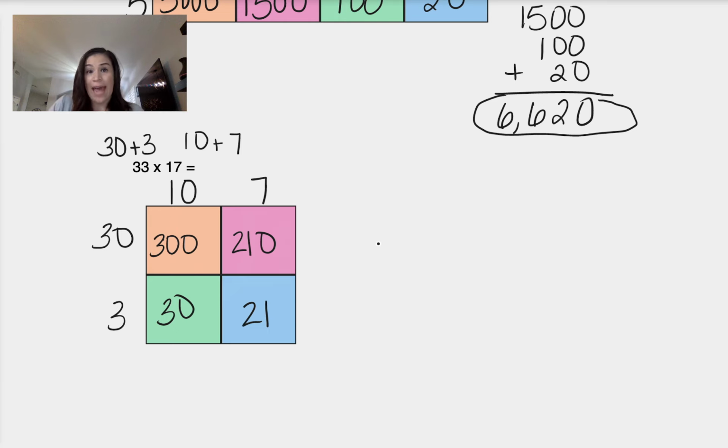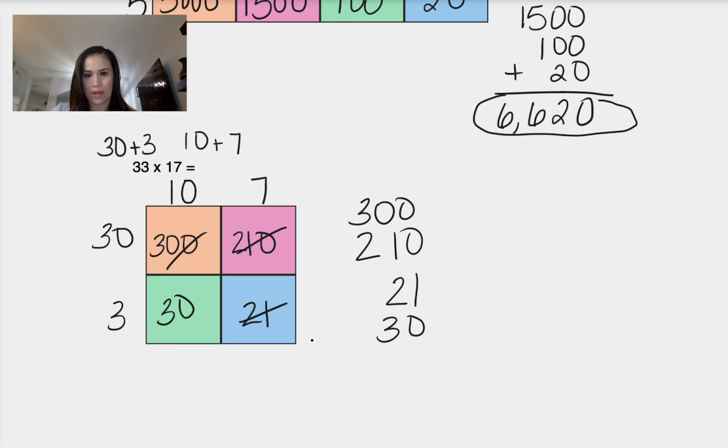And the next step was to add everything in the boxes. So we're going to do the same exact thing. So we're going to take everything out of the boxes. Doesn't need to be in any exact order, but we have 300. We have our 210. We have 21. And we have 30. So we are going to add all of those straight down, and we'll get our answer.